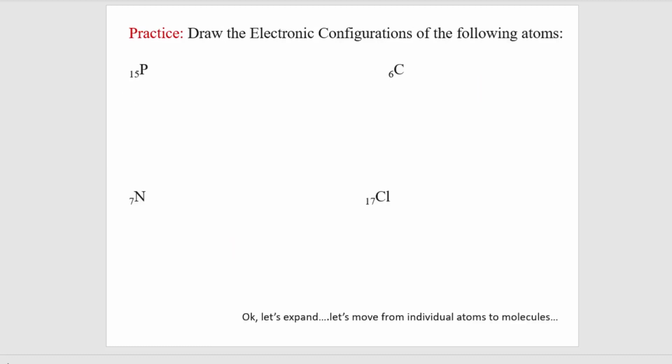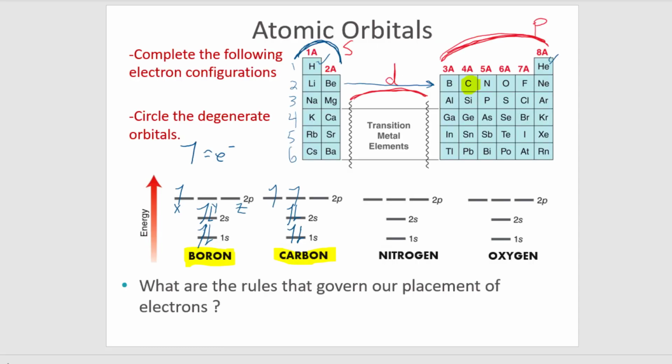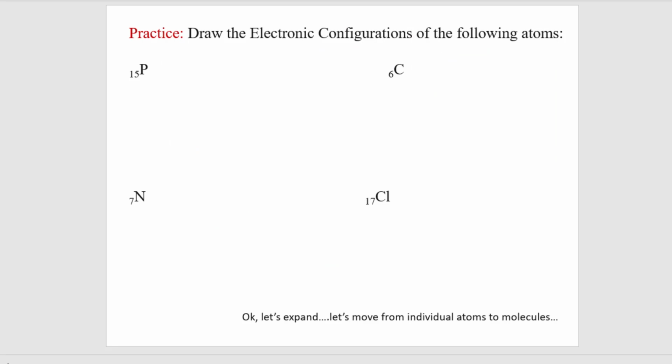So here I have some practice for you guys so that you can practice a little bit more drawing the electron configurations of the following atoms. And when I say electron configurations, let's do carbon again, but I'm going to write it in the way I'm expecting you to. Carbon is 1s2, 2s2, 2p2. That's what's meant by electron configuration.